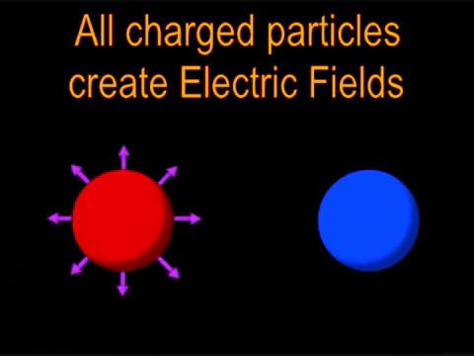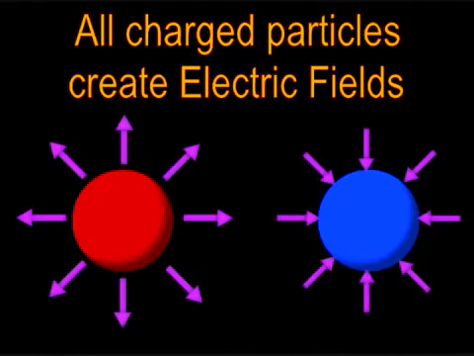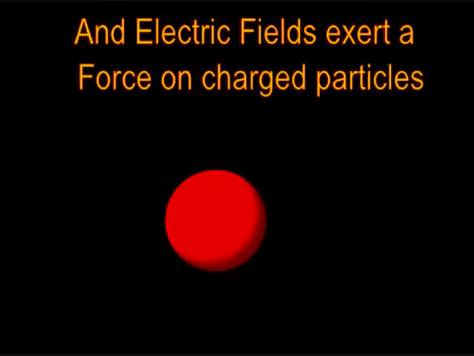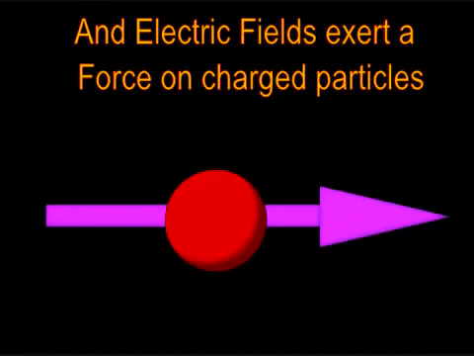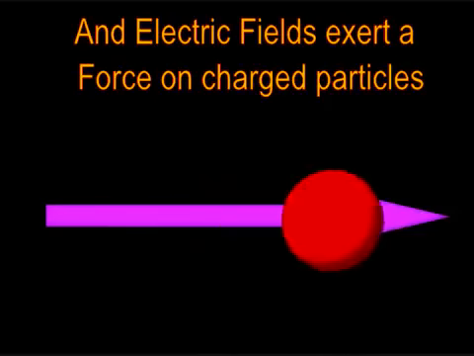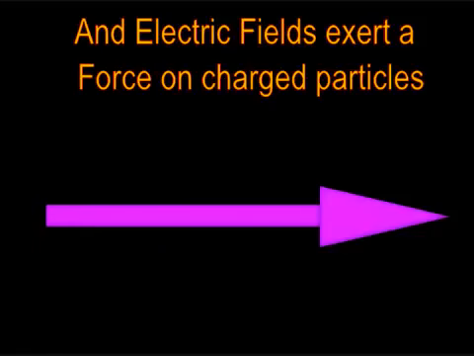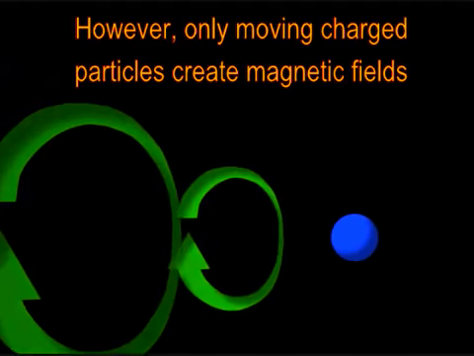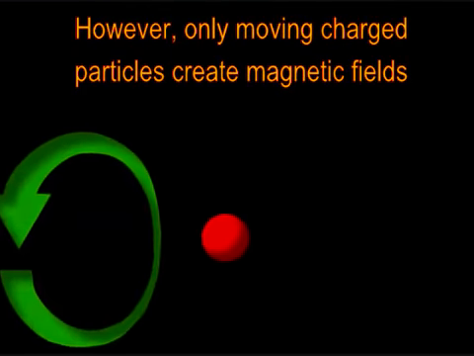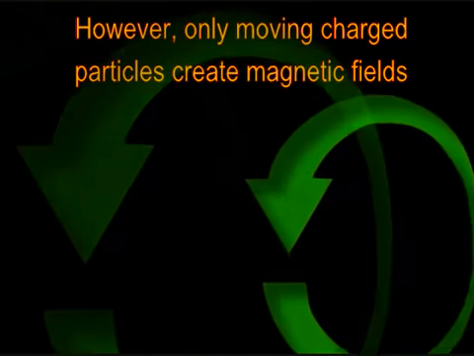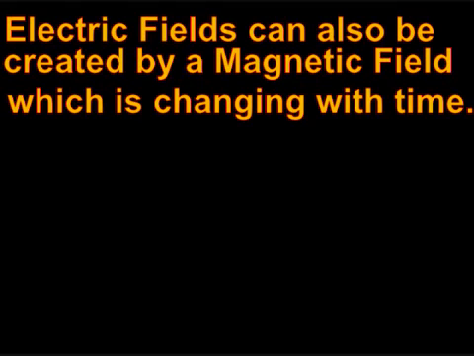All charged particles create electric fields, and electric fields exert a force on charged particles. Only moving charged particles create magnetic fields. Electric fields can also be created by a magnetic field which is changing with time.